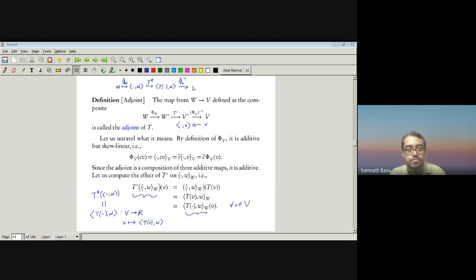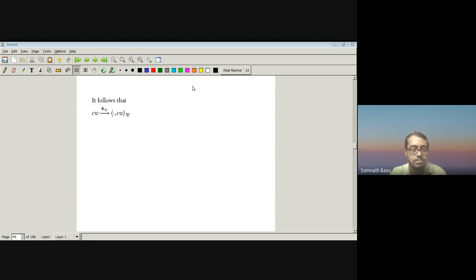So you start with phi W, apply it to CW. Well, it's CW, but because it's antilinear or skew linear in the second slot, C bar comes out. Apply T star. T star is linear, so it's C bar, and then this is something we just proved: T star of this is T of dash comma W. Then you're applying phi V inverse, but phi V is skew linear, so C bar is C, and then it's phi V inverse of T of this. So the upshot is, even if you ignore all of this formulation, the adjoint is a linear map because you're composing two skew linear maps. The skew linearity is cancelled, you get linear at the end of the day.